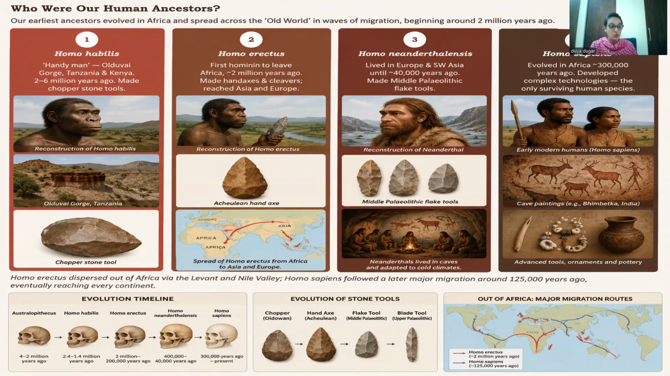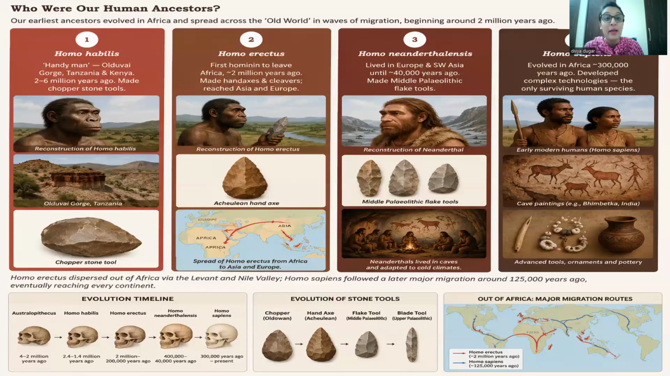Okay, so here students, we have the different categories of how our ancestors emerged. The first category is called Homo habilis. They were like handymen. They were from Olduvai Gorge, in the places Tanzania and Kenya. Children, they were the ones who started using copper tools. Then came, students, I have mentioned clear images everywhere so that you'll understand the concept well.